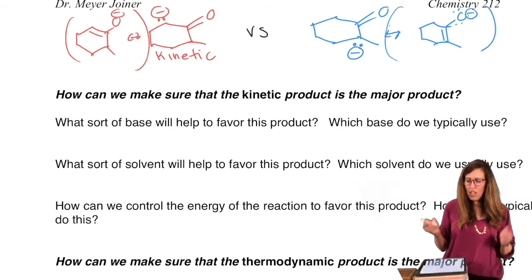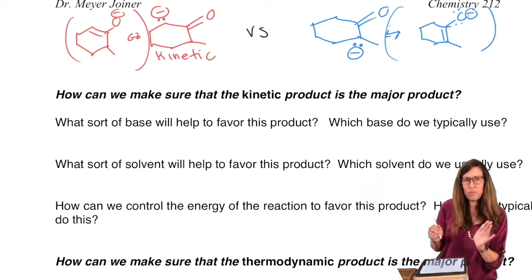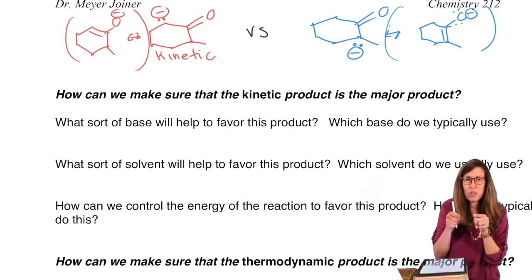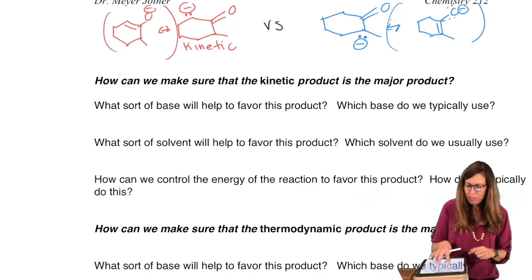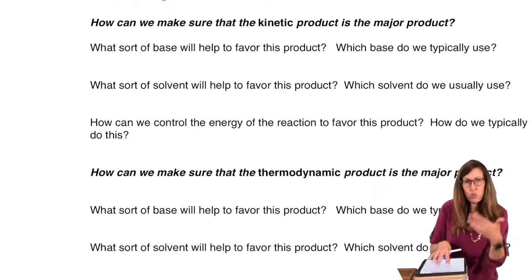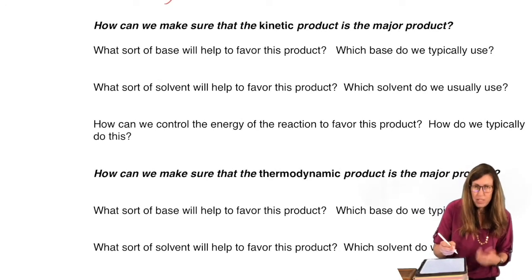Okay. So how can we make sure, let's say we want the red guy. How can we make sure we get that one? It's not the most stable product, but it's the easiest one to form. That's what we home in on. Target the fact that it's the easiest to form. So, easiest to form means it reacts faster. It's the first one to react. It's easier to access. So, faster reaction means more reactive.